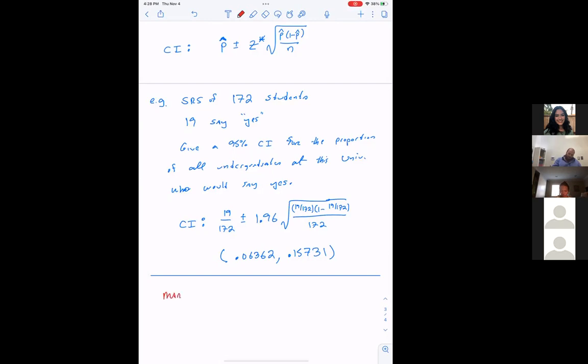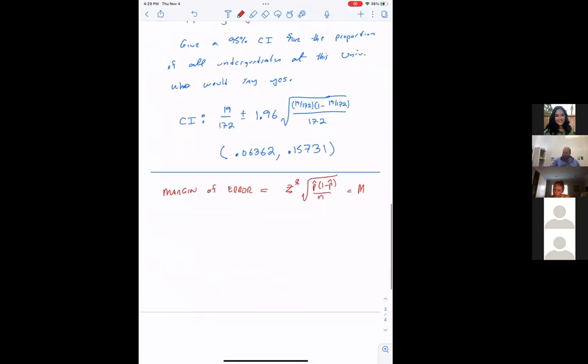Now, what's the margin of error? In our general confidence interval formula, what's the margin of error? Z star times the standard deviation divided by square root of n. Excellent. So the margin of error is a thing that we add or subtract to the p hat, to the middle. We'll call this M for margin of error. In the previous example, the one we just did, how do I calculate the margin of error?